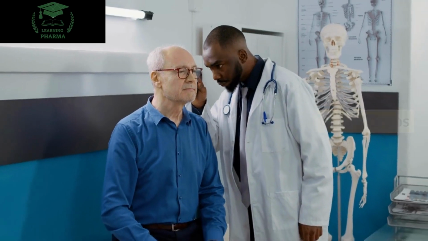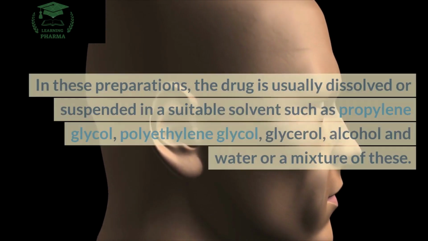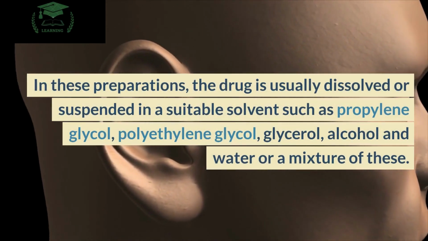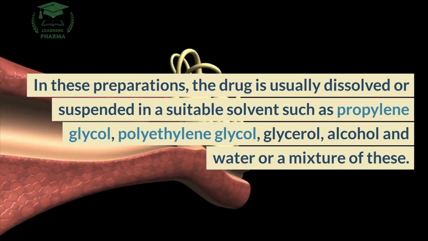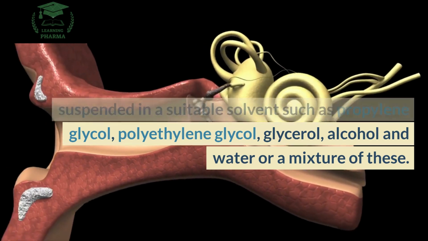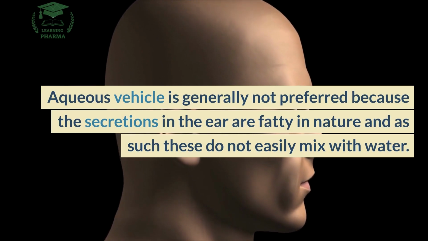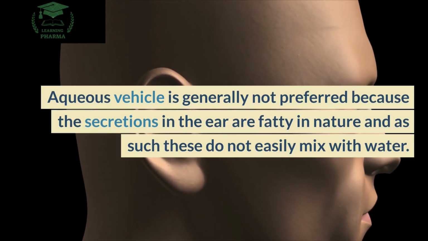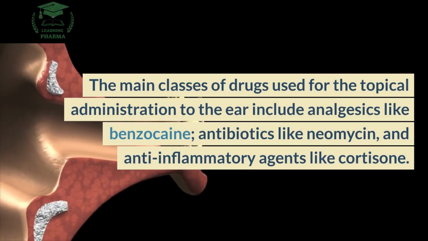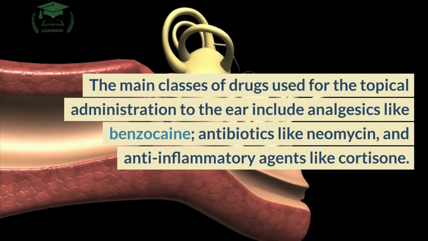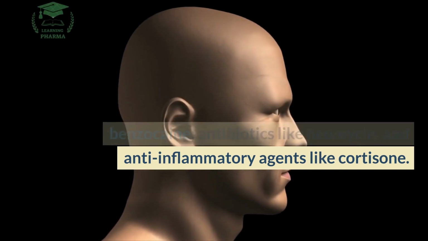9. Ear drops. Ear drops are liquid preparations meant for instillation into the ear. In these preparations, the drug is usually dissolved or suspended in a suitable solvent such as propylene glycol, polyethylene glycol, glycerol, alcohol and water, or a mixture of these. Aqueous vehicle is generally not preferred because the secretions in the ear are fatty in nature and as such do not easily mix with water. The main classes of drugs used for topical administration to the ear include analgesics like benzocaine, antibiotics like neomycin, and anti-inflammatory agents like cortisone.